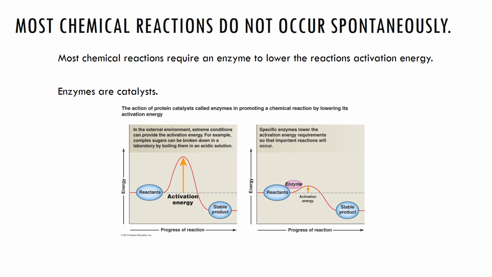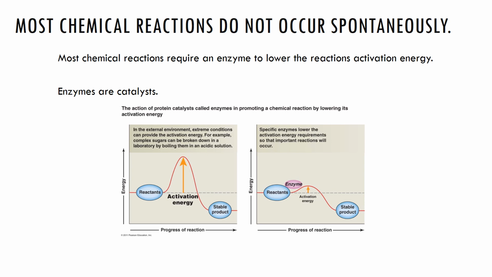Most chemical reactions will require an enzyme, which is a protein, to lower the reaction activation energy. And there are different factors that can influence the rate of reactions in the body: temperature, for example, particle size, the concentration of the reactant, and whether an enzyme is present.